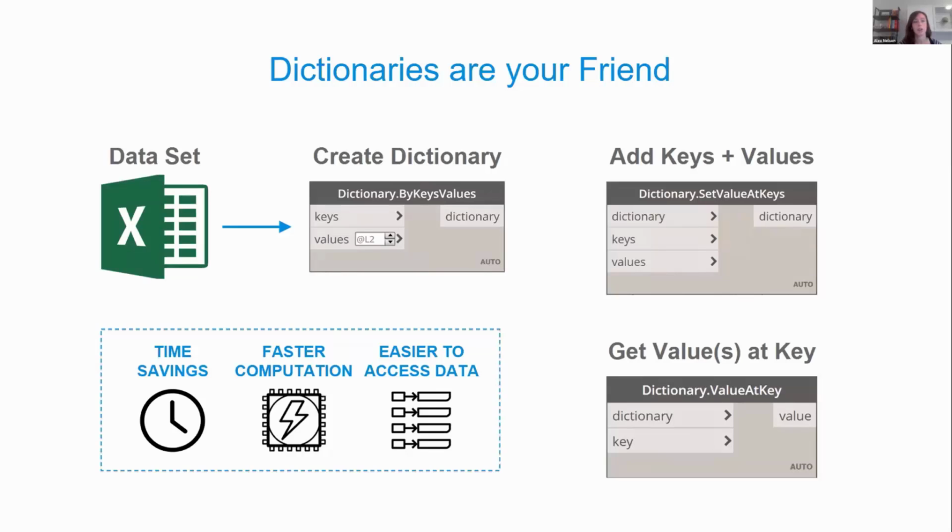In this chart, we're just showing our typical process for bringing our data sets, often from Excel, immediately into a dictionary. This happens at the beginning of our script and makes accessing and adding data extremely easy and efficient. Getting used to using them on complex data sets for generative design is going to be really helpful.